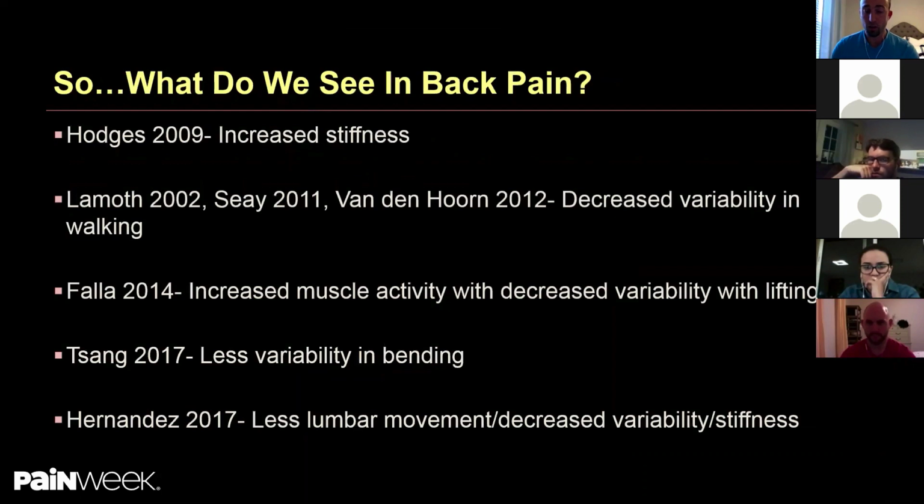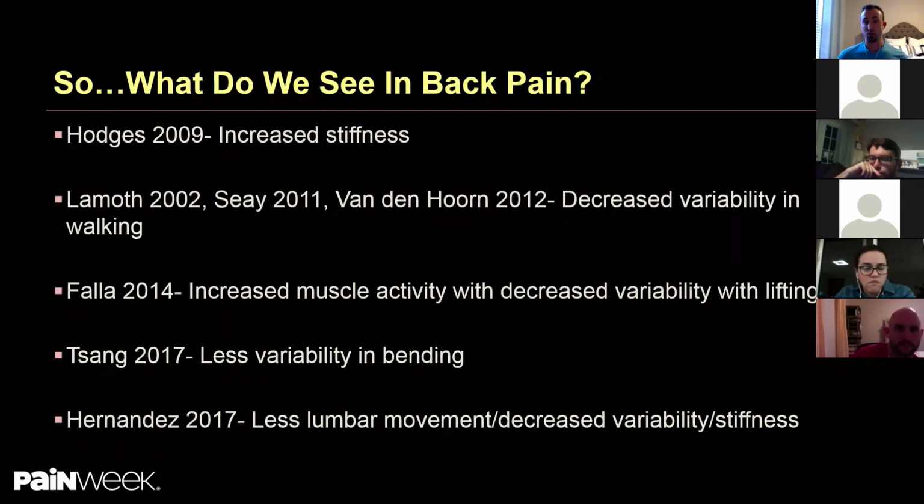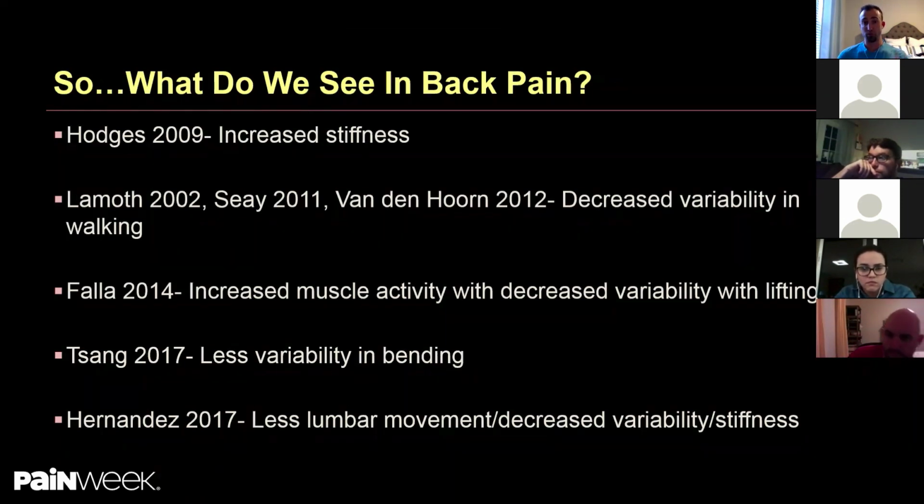So if we move on and actually look at what we see in patients with back pain, I referenced some studies here of the general observations that we make in people with back pain. Hodges 2009, we see increased stiffness. Lamoth 2002, we see a decreased variability in walking. So we see that people seem to become stiffer and they seem to become less variable. Falla 2014, increased muscle activity with decreased variability with lifting. So again, we see, hey, muscles seem to be overactive. We seem to see less variability with walking and lifting.